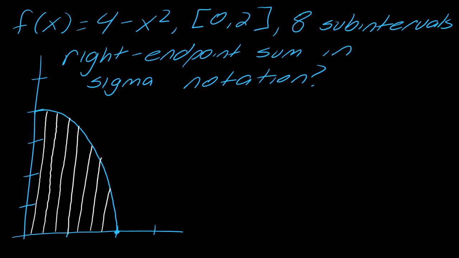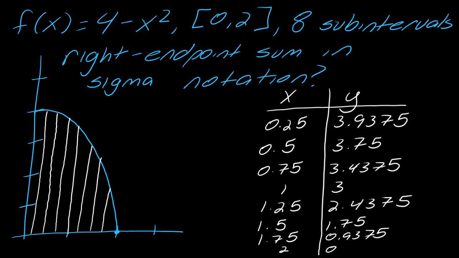So I want to keep playing around with this idea. Now what I want to do is do this in 8 subintervals, still using the right endpoint, but I want to write that once again in sigma notation. And just to help you out, I will even write out just what the endpoints are.